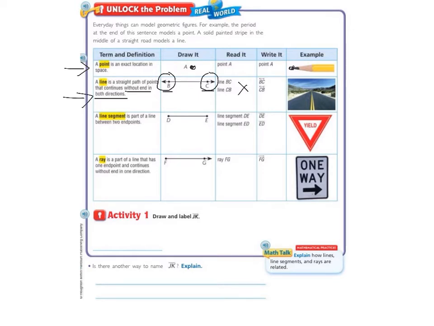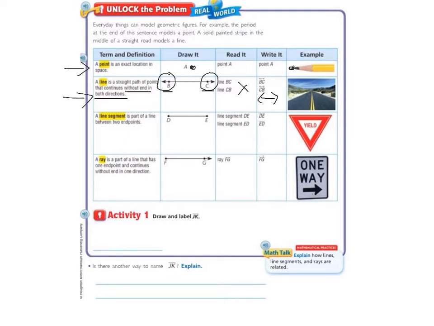But when I write it, instead of saying point A like we did up above, this time I draw it with the letters and I draw it with a line over the top with arrows going each direction. So line BC or line CB.